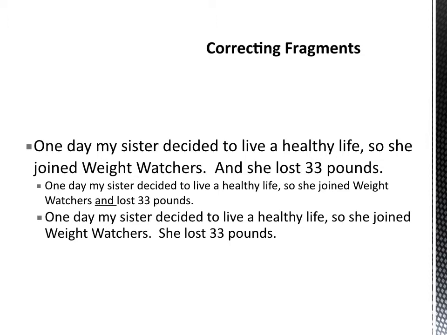I already have the coordinating conjunction, so I'm already connecting two independent clauses together. If I connected and she lost 33 pounds, I would have three independent clauses together, and that would be a run-on. But I can fix it by removing the subject. I could say one day my sister decided to live a healthy life, so she joined Weight Watchers and lost 33 pounds. Since the subject is the same, she, I could remove that and create a compound verb and avoid the run-on sentence. Or I could just simply take away and create a separate sentence.